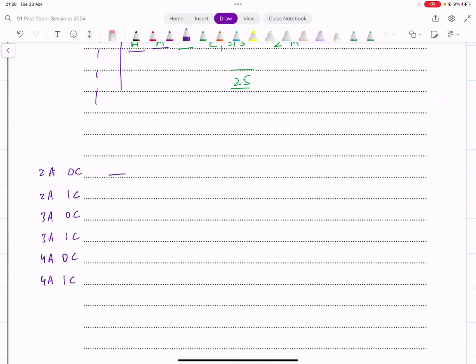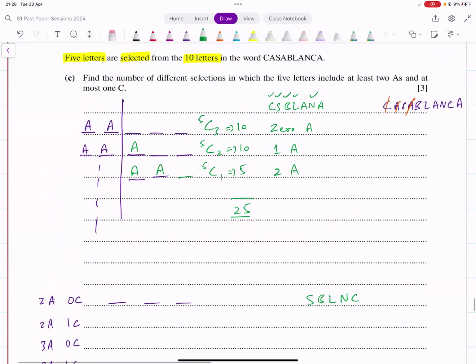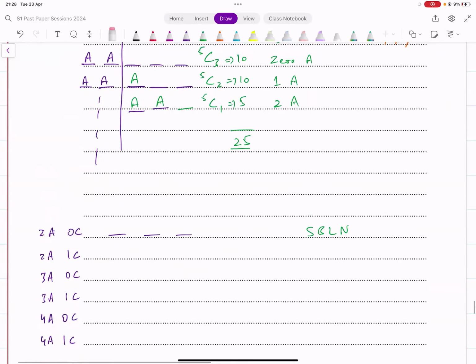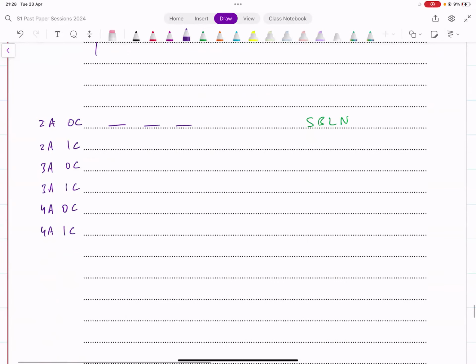Now, let's consider all of them separately. We have already made cases for A's and C. What are the remaining letters? S, B, L, N. No C as well. These are the remaining letters, and we had 5 places in total.